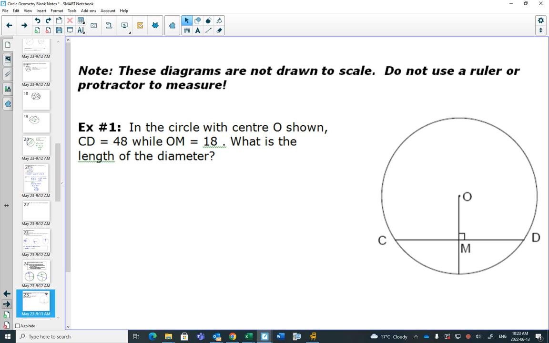Here we have our example. With only folding, find the place on the triangle that would do the same thing. Okay. In the circle with center O, C to D is 48. So from here to here, sometimes when I have longer lengths, I draw that little squiggly thing, right? You can try to put your pencil there and see if it balances. Okay. O to M is 18.